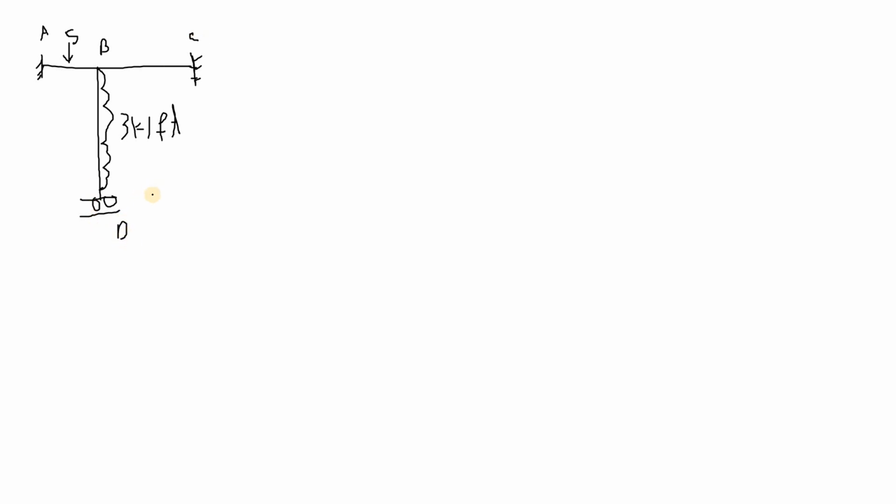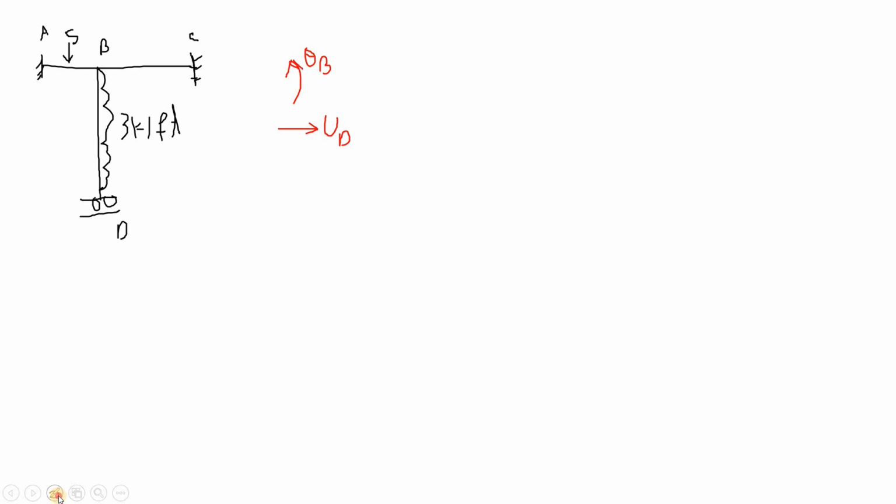So right now you can see that there are 2 unknowns, so let me just show you the unknowns. First one is theta B is an unknown, and since there's a guided roller here, there's going to be the UD. So there are 2 unknowns. So since there are 2 unknowns, there are going to be 2 deflection diagrams. So we're going to be needing 2 deflection diagrams.